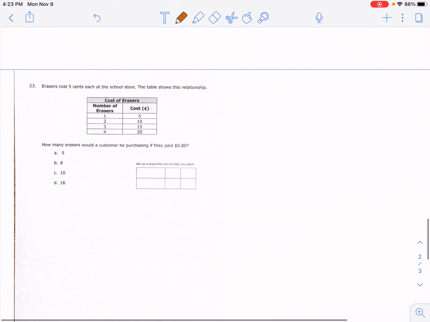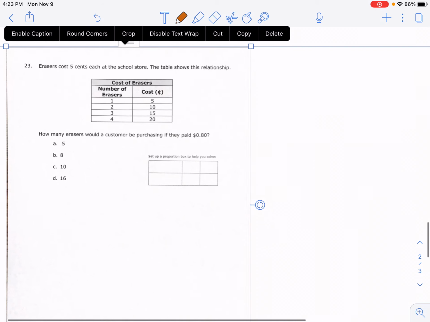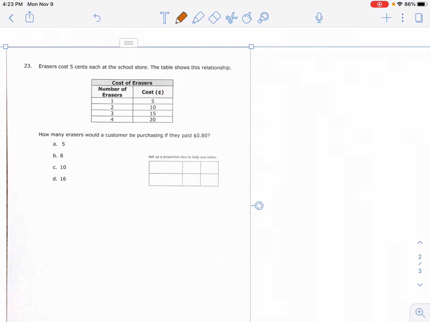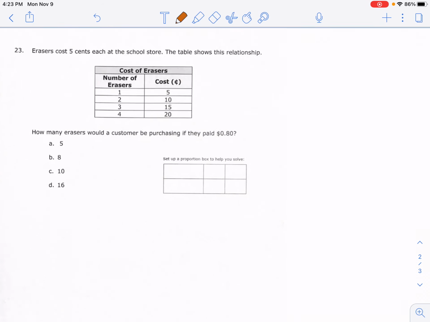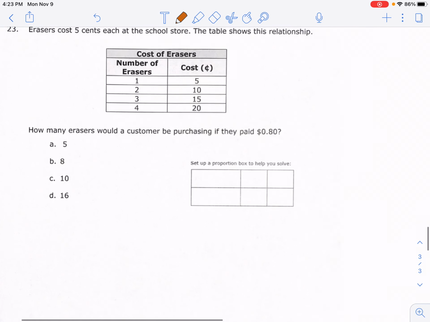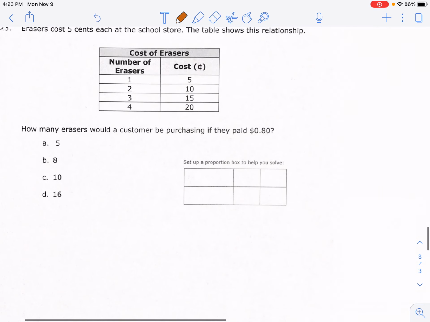Number 23, erasers cost 5 cents at the school store. The table shows this relationship. How many erasers would a customer be purchasing if they paid 80 cents? So I'm talking about number of erasers and the number of cents they cost. So over here I can see that one eraser costs 5 cents, and if I paid 80, I can cross multiply, divide by the lonely guy, or scale.